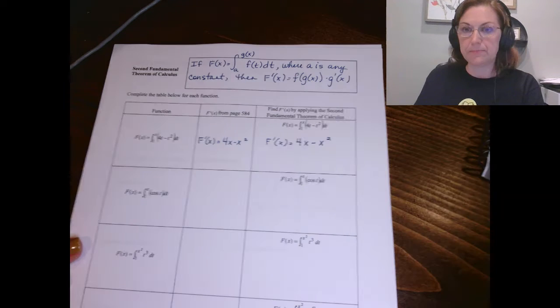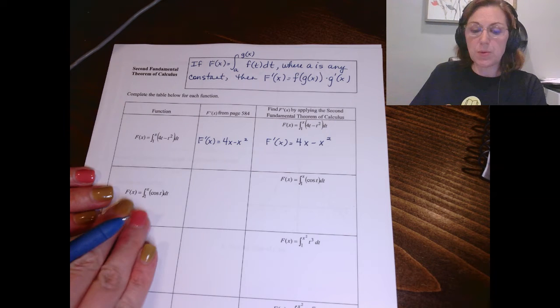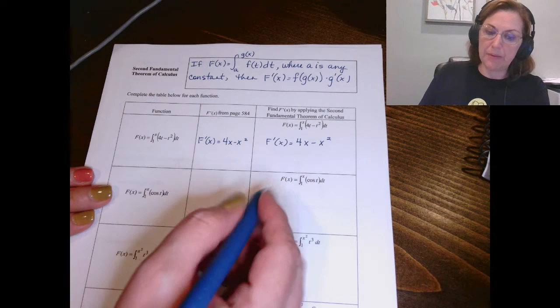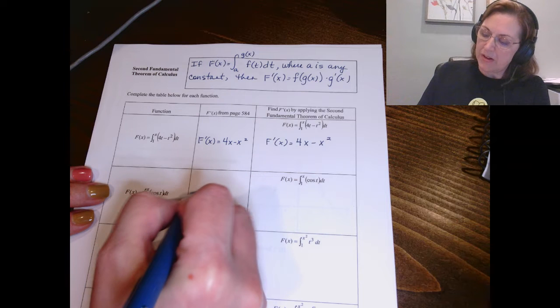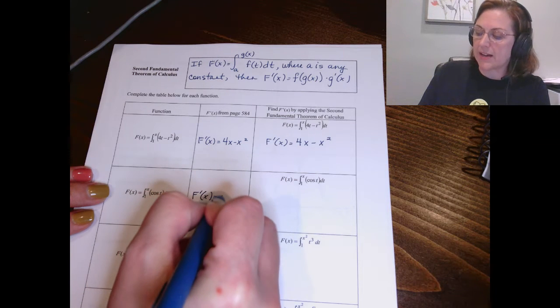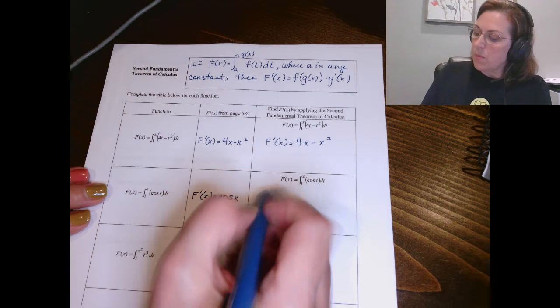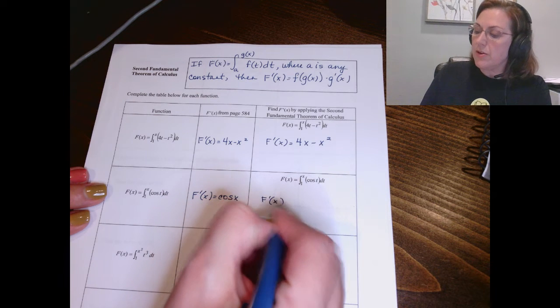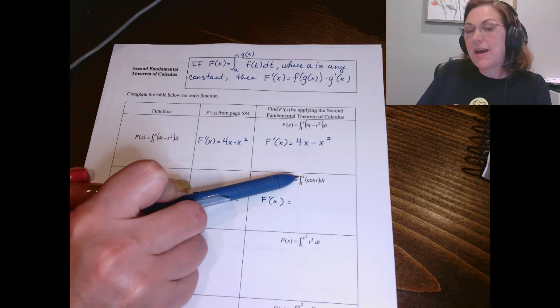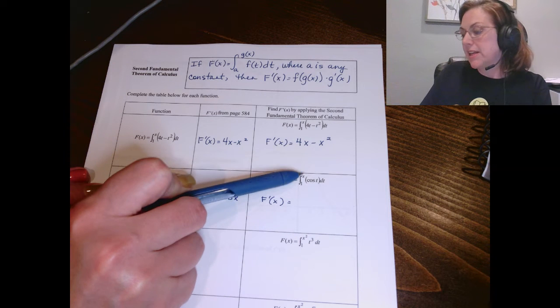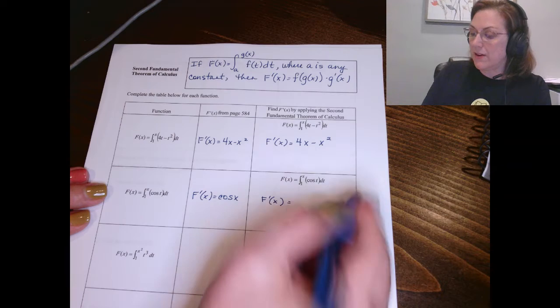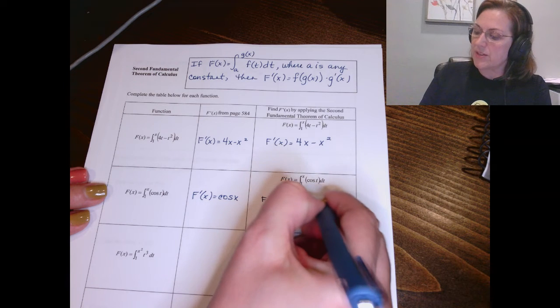of the t. For the next one, we found f prime of x was cosine x. We did that just in the problem before. Now, when we do it over here, notice we take the upper bound, because that lower bound's a constant, take that upper bound, substitute it in for the variable, and again, we get cosine x.